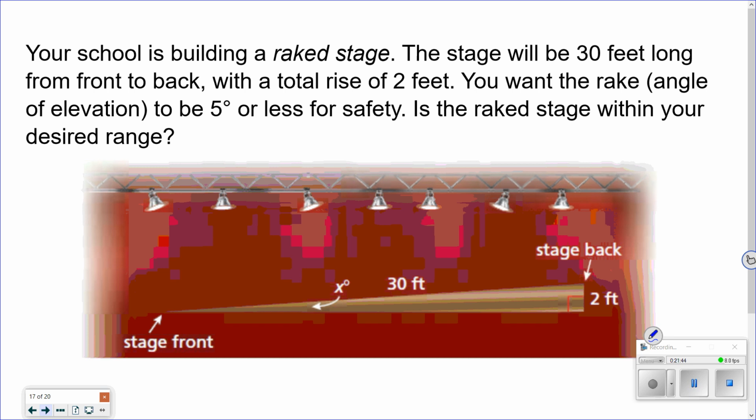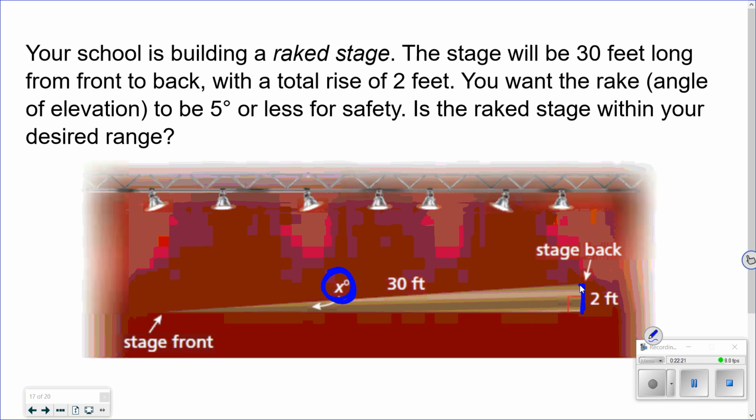So here's one right here. It says your school is building a raked stage. The stage will be 30 feet long from front to back with a total of a 2 feet rise. So you can see the 2 feet rise right over there. You want the rake angle of elevation to be 5 degrees or less for safety. Is the rake stage within your desired range? So what we're trying to find out is this angle right here, it says it's an angle of elevation. So is this x right here? Does it fit between 5 degrees or less? So let's find out what x is, right?